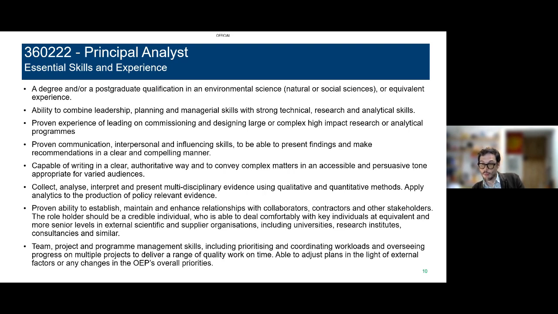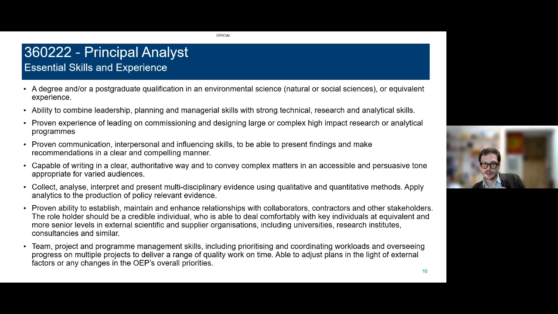For the evidence role, we are looking for somebody with a background in commissioning and designing large research programs, and associated with that, the experience of establishing and maintaining relationships with a wide range of suppliers. As an organisation, as Robbie said, and Natalie, that is about influencing and seeking to steer government and reporting against their progress.